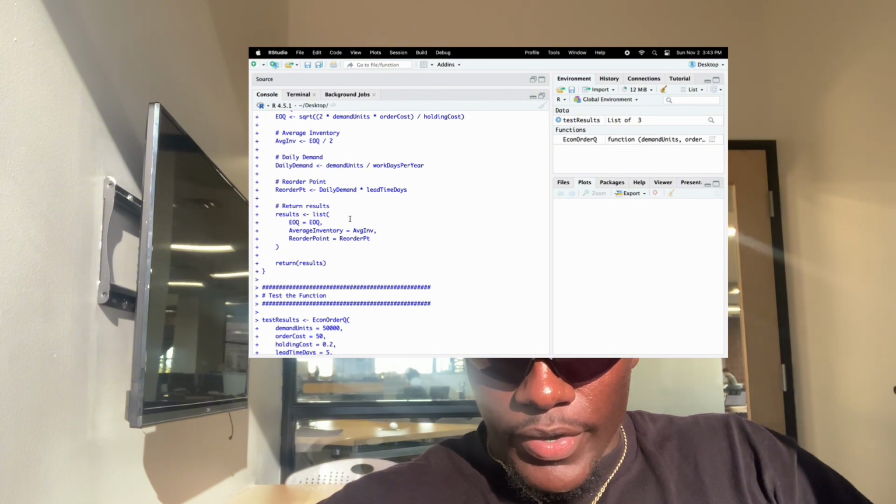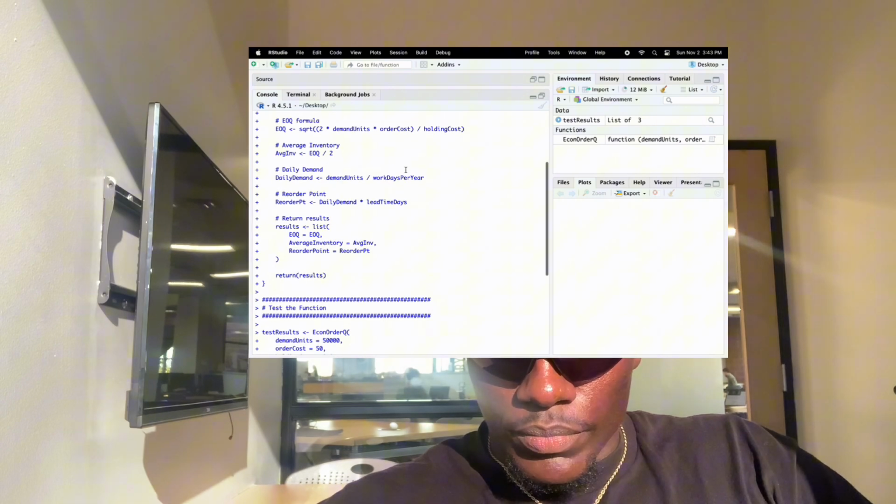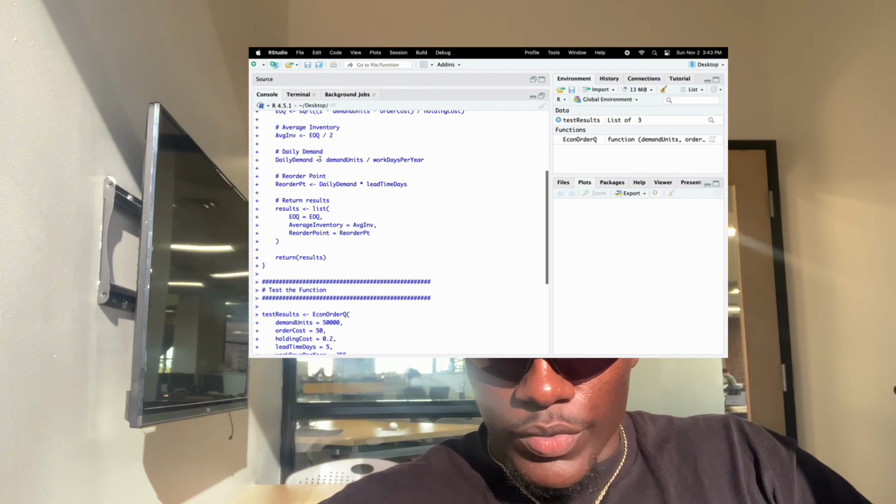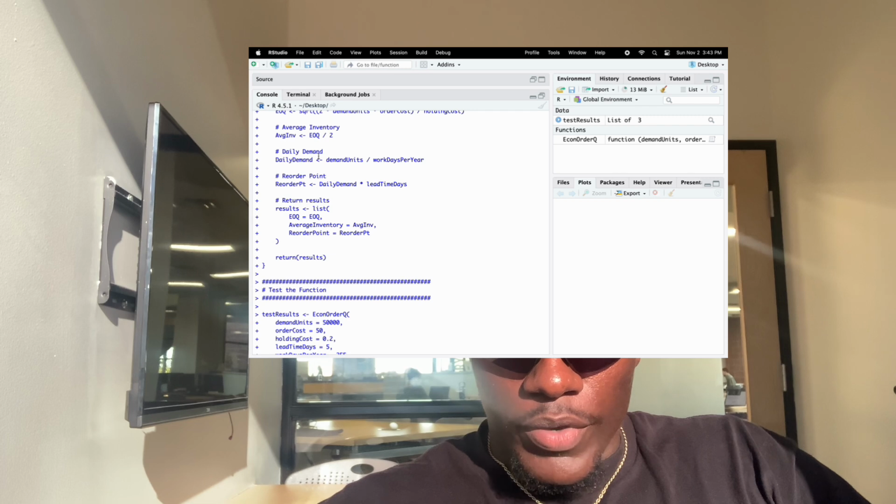Next, on this line right here, I calculated the average inventory, with average inventory equals EOQ divided by 2. This is because on average, inventory levels are halfway between being fully stocked and empty.